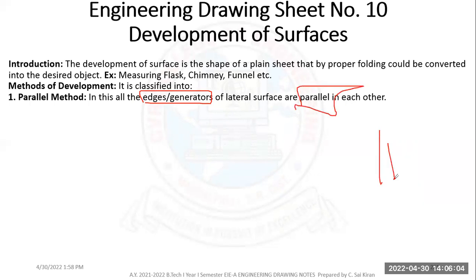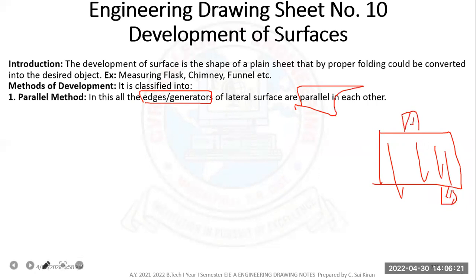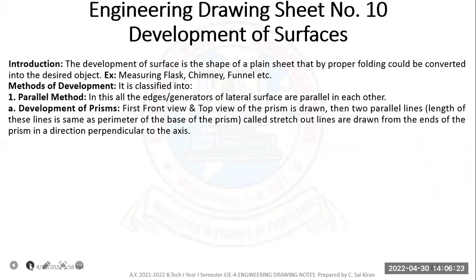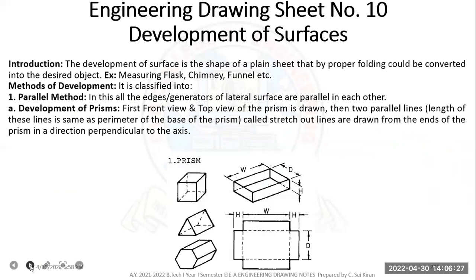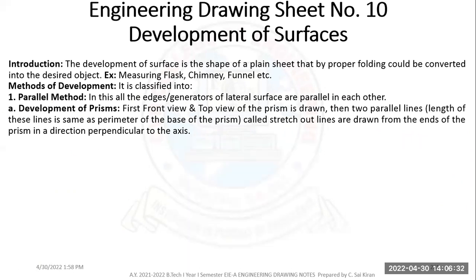Okay, the same thing I have shown: all these lines are parallel to each other. This is called the lateral surface. And if you are not drawing the top view or bottom view, if you are not representing these things, it is called a lateral surface. Next, development of prism. The parallel method is divided into two types: development of prism and development of cylinders. Here we will be dealing with development of prism.